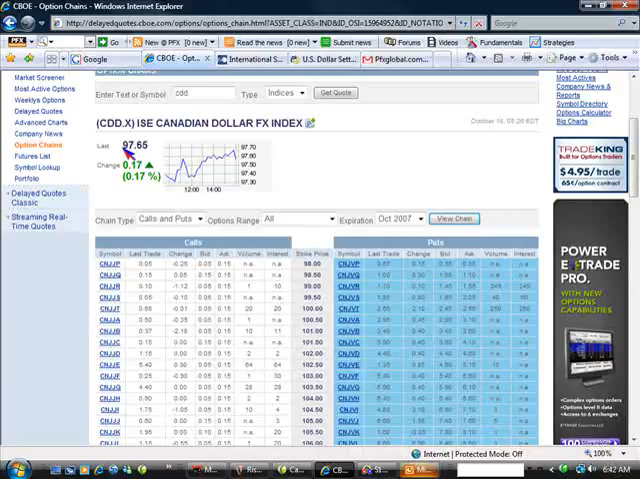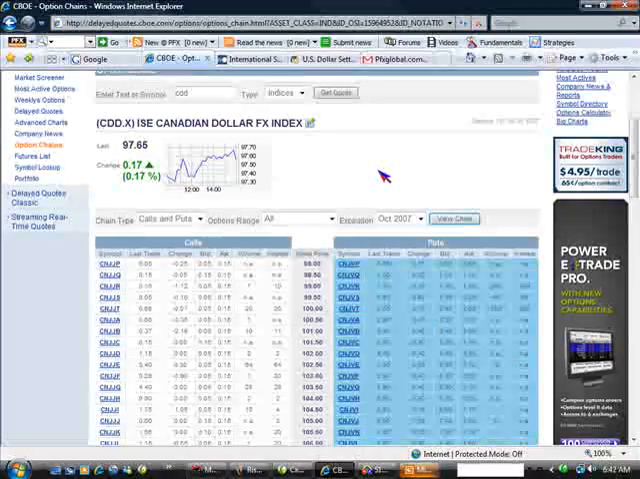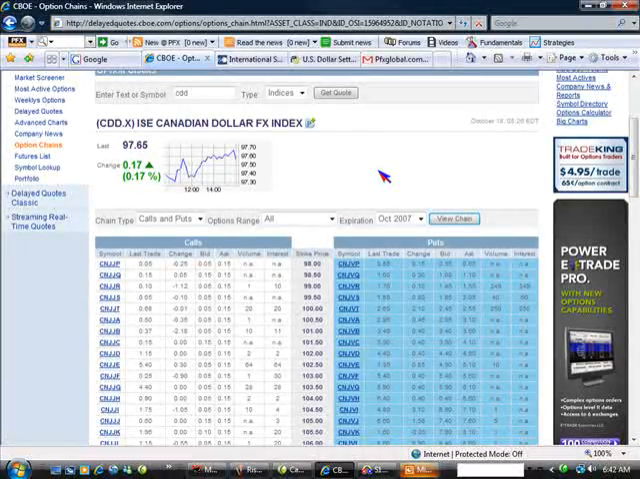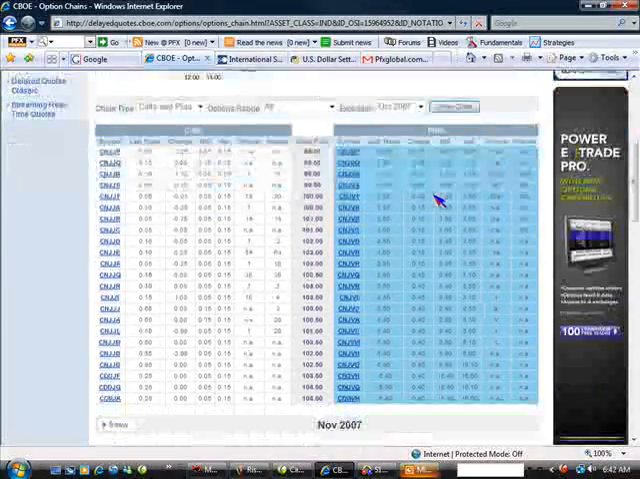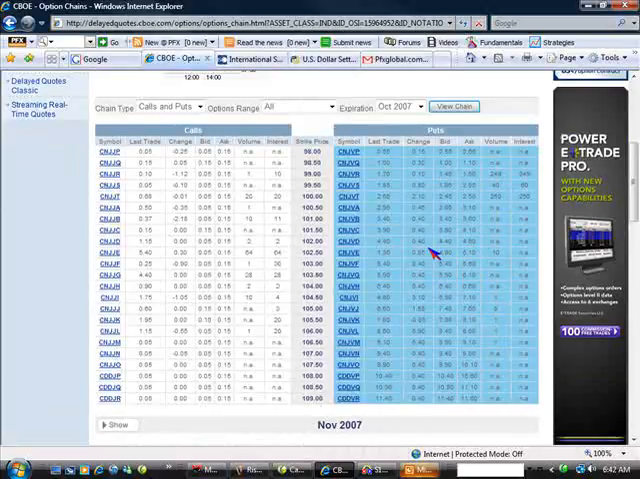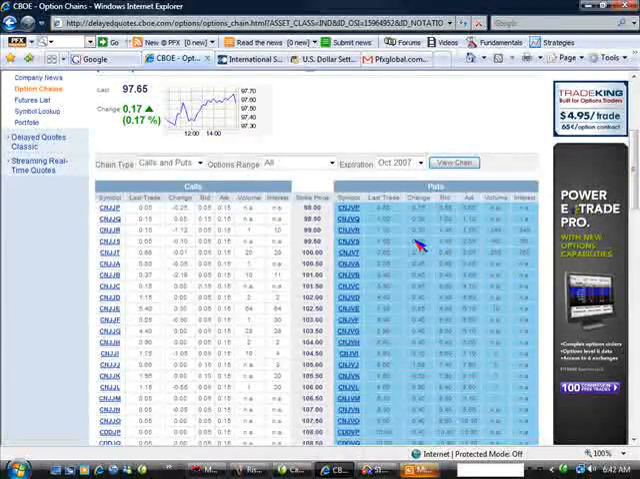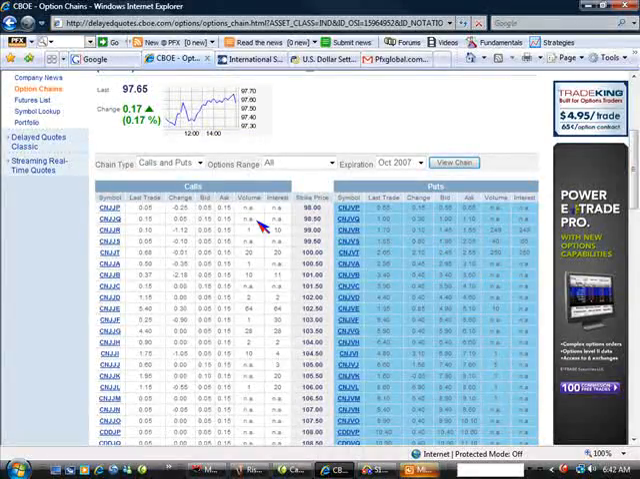The only thing you have to get used to is moving the decimal point over two places, and it just makes the pricing a lot easier. But just ignore it; it's no big deal. So 97.65 is where the spot price was when the market closed yesterday. We go to the at the money option, which in this case is right up here at the very top.